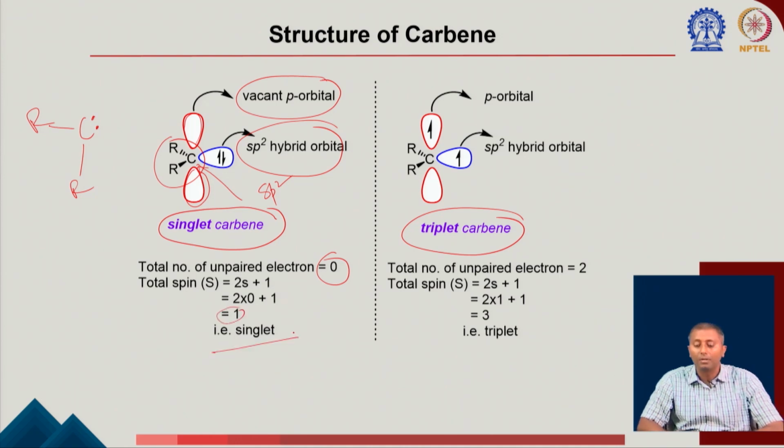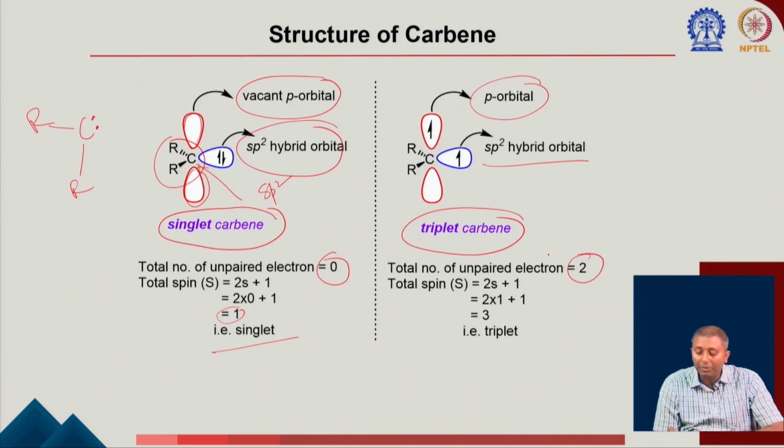singlet. Once you come to the case of triplet, what is happening is that instead of pairing, one electron is in the sp2 hybrid orbital and the other one is in the p orbital. So now you have 2 unpaired electrons here. The number of unpaired electrons is 2, and if you take the total spin, it will be half plus half, which is 1. So 2 times 1 plus 1 is going to give you 3. It is called triplet.